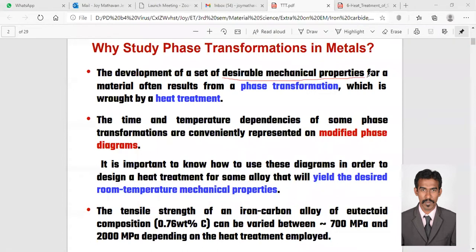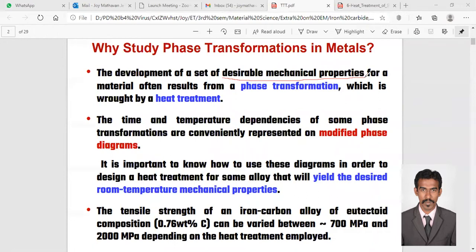Maybe some materials will have the desired properties, and some materials would not, right? So we want those materials to achieve those properties, and for that purpose we go for heat treatment. Say for example iron: if we want it soft then we go for annealing. If we want it hard then we go for quenching or hardening, right? So desirable mechanical properties can be achieved through heat treatment, which often results in a phase transformation brought by the heat treatment.